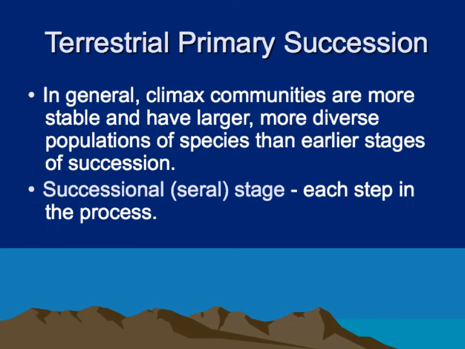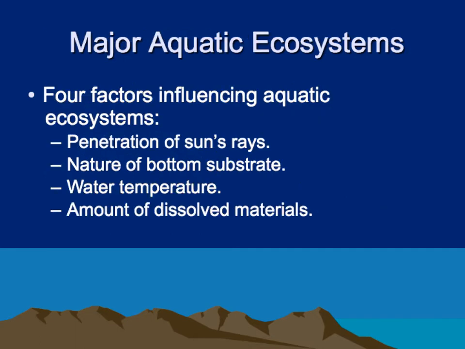In general, climax communities are more stable and have larger, more diverse populations of species than earlier stages of succession. Succession has serial stages, each step in the process, so that's why we see all those little steps along the way. There are four major factors influencing aquatic ecosystems: the penetration of light rays, the nature of the bottom substrate, otherwise known as the materials at the bottom of the lake, water temperature, and the amount of dissolved materials.